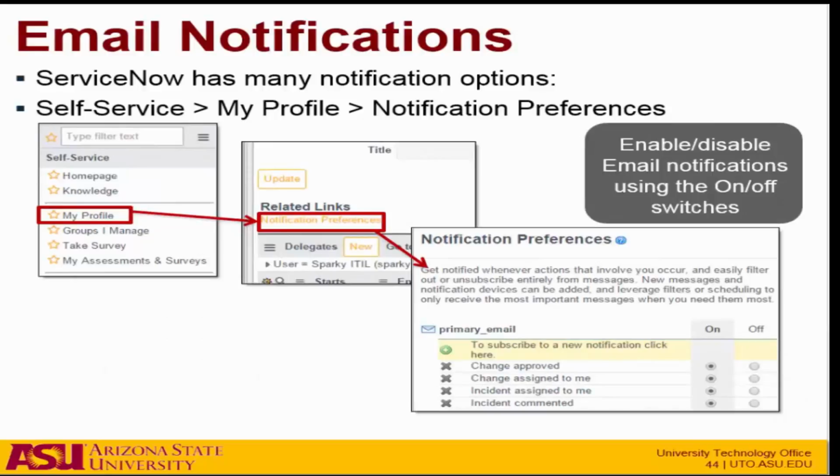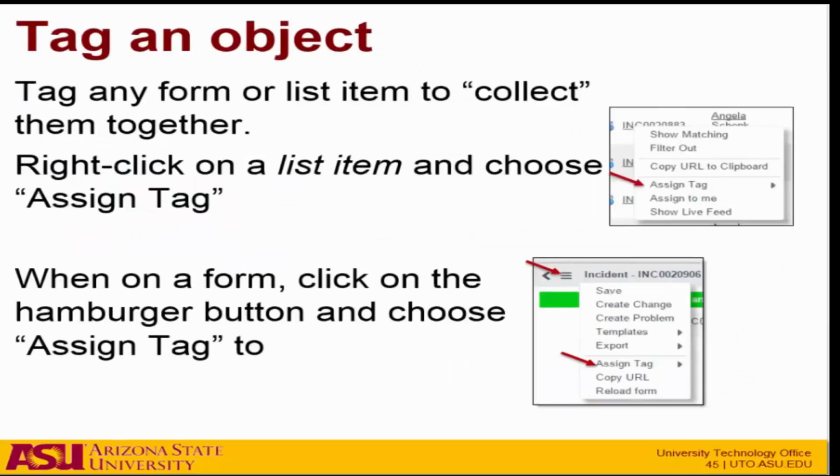You may want to adjust your email notifications and fine-tune how many times ServiceNow emails you, depending on what's going on in the system. So in the Application Navigator, if you find the Self-Service application and go to My Profile, click on Notification Preferences, and then you can set when ServiceNow should email you depending on what happens within the system.